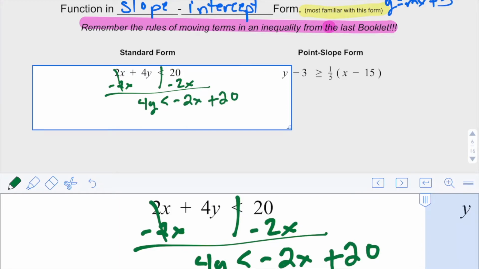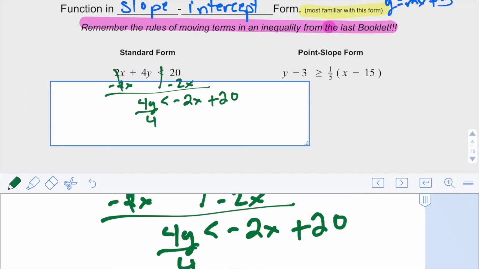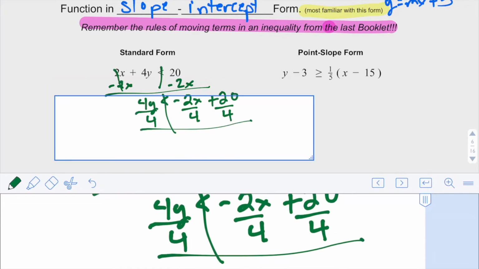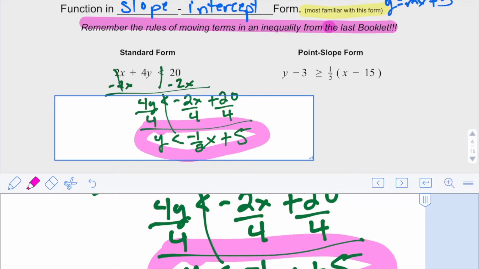Well, I want y equals, right? So let's just divide every term by 4. So I'm going to divide this term by 4, I'm going to divide this term by 4, and I'm going to divide this term by 4. There's my balance. So 4 divided by 4 is just 1, so I get y is less than. Negative 2 divided by 4 is negative 1/2 x, and then 20 divided by 4, if you use your calculator, is just 5. So I have now successfully moved into slope-intercept form, and it'll be a lot easier for me to graph it.